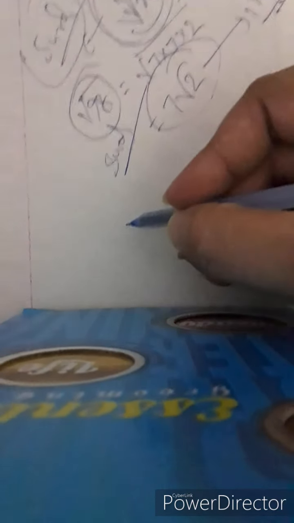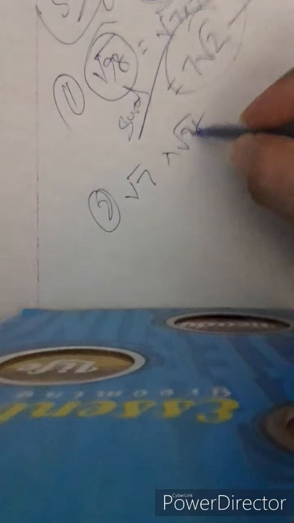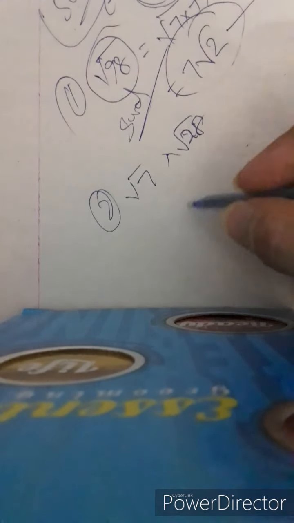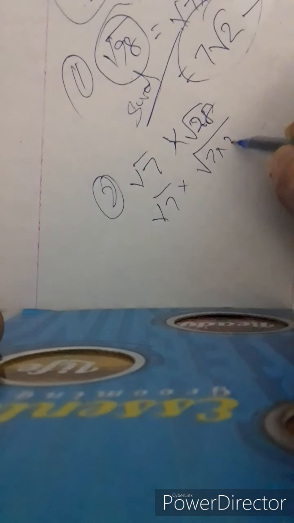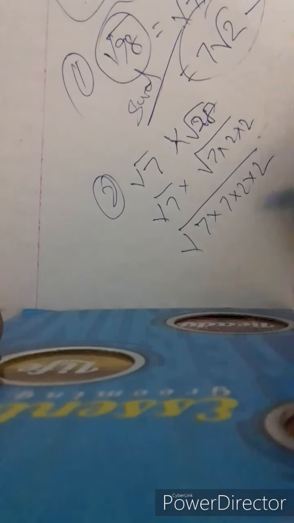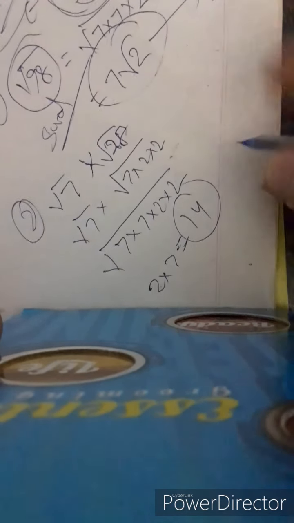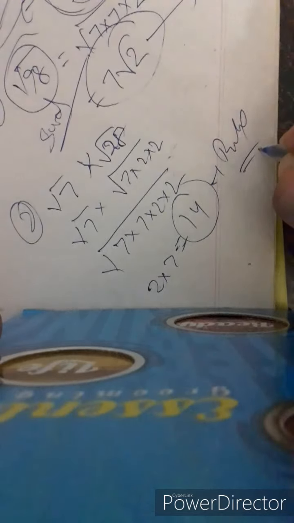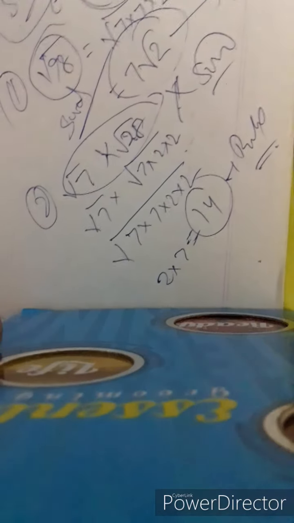Now taking, suppose, root 7 into root 28, the second one. So what is the value? Root 7 into 7 into 2 into 2, that is 2 into 7 equals 14. Now this is a rational number, 14 is rational. Since this is a rational number, this is not a surd. Alright, I hope you are clear with this concept of surds.